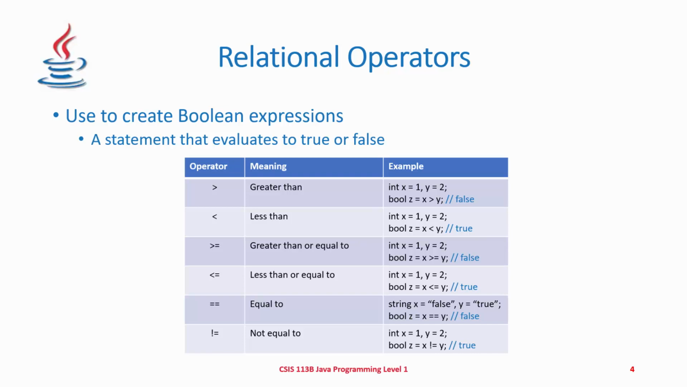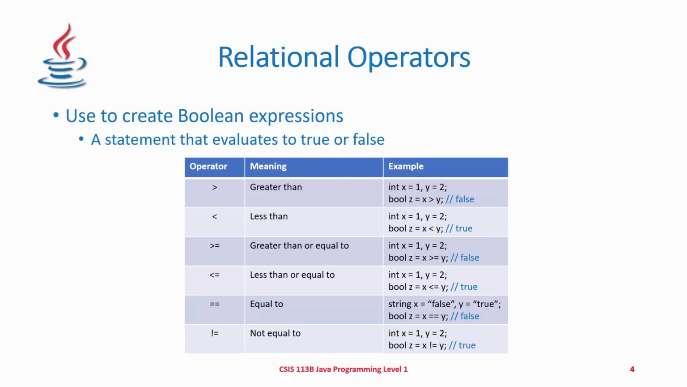Then we have the equal to operator. Another way to think of that is compare to. And so what we're checking to see here is if the values are the same. In our example, we've got a string x assigned the value of false and a string y assigned the value of true. In the next line then we declare a Boolean of z, and then we want to assign it the results of comparing x to y, and of course those two are not the same value, and so that is false.